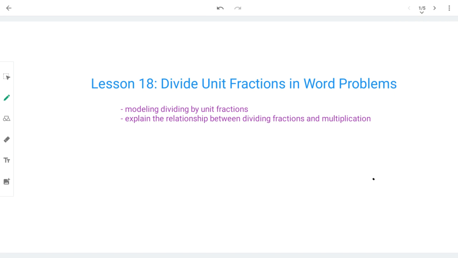This has been Lesson 18, Divide Unit Fractions and Word Problems. We modeled how to divide by unit fractions, and we explained the relationship between fractions and multiplication.